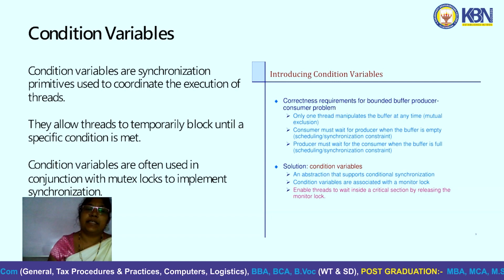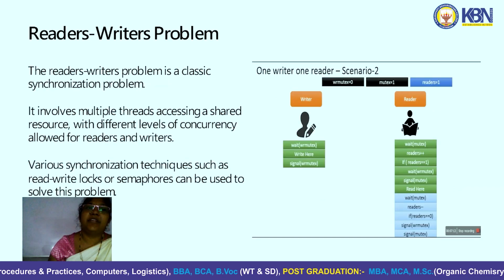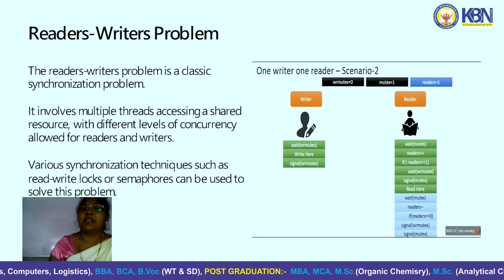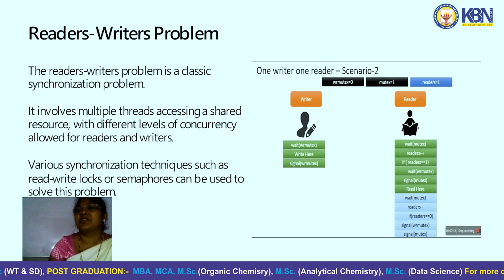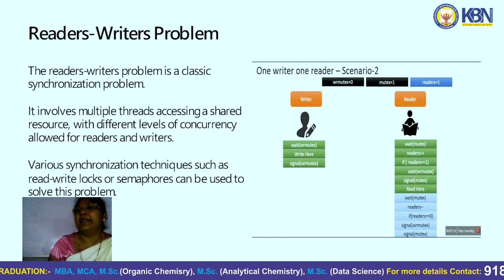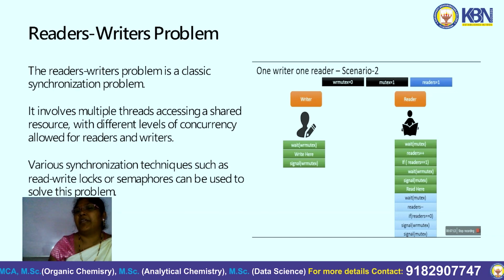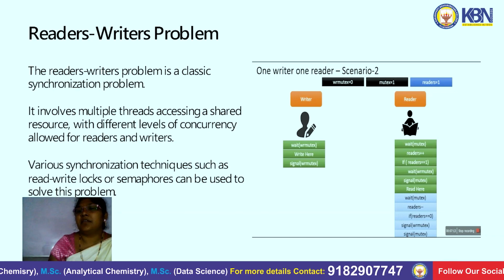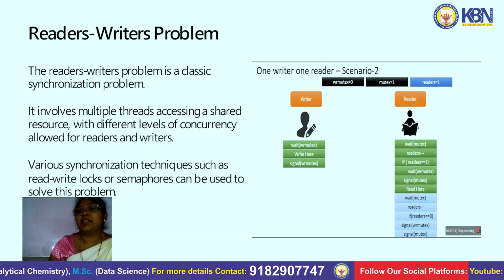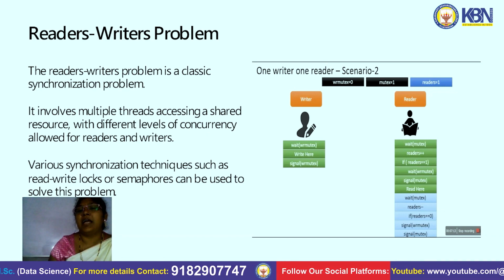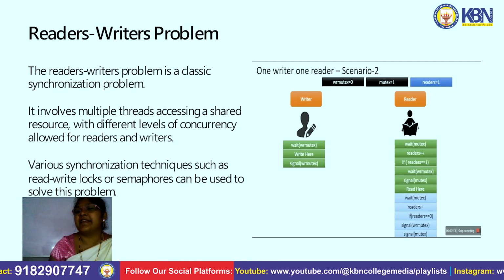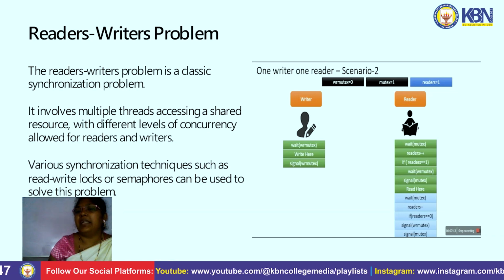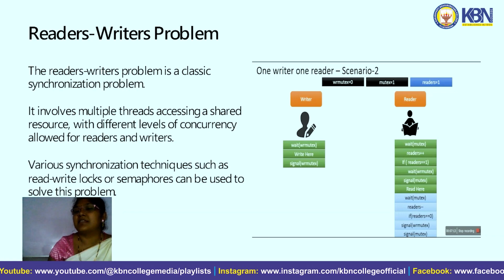Next is the readers and writers problem. In the readers and writers problem, first see the picture: one writer, one reader, or scenario 2. Here the semaphores are wrt 1 and mutex 1, with readers 0. The writer does wait on wrt, writes, and signals wrt. In the reader, wait on mutex, readers plus plus, and if readers equals 1, wait on wrt, then signal mutex.